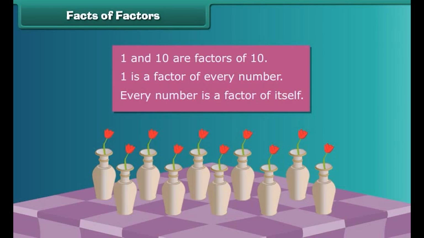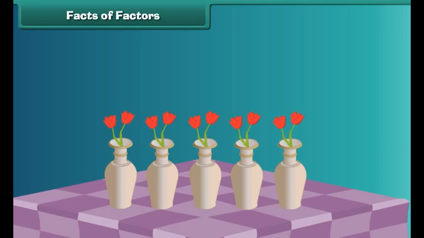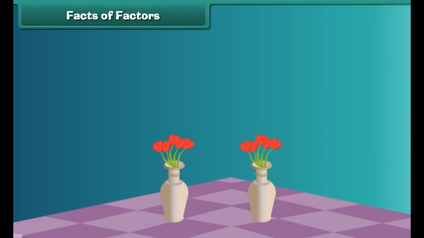1 and 10 are factors of 10. 1 is a factor of every number. Every number is a factor of itself. Prerna's mother tries out another arrangement. She places the roses 2 each in 5 vases. We can express this arrangement as 2 multiplied by 5 is equal to 10.